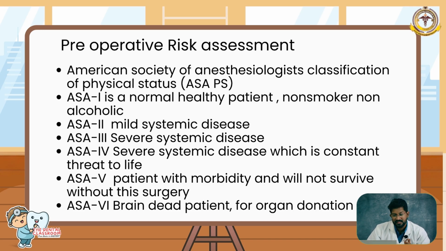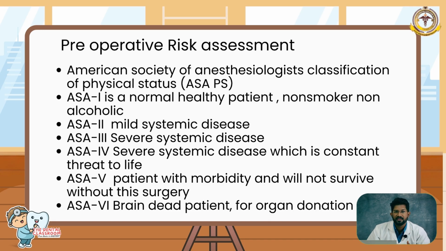ASA 4 is a severe systemic disease which is a constant threat to life. This condition can be life threatening and can cause death of the patient, so you need to be very careful while planning the procedure. ASA 5 is when there is significant morbidity and a possibility of the patient's death. We may lose the patient, but the surgery at this point is needed for the patient's survival. That is ASA 5. ASA 6 is for a brain dead patient, where the patient is an organ donor.